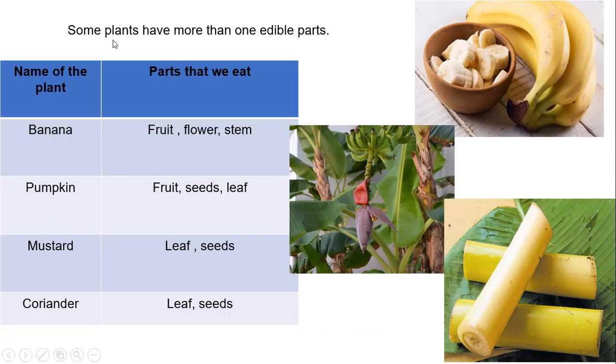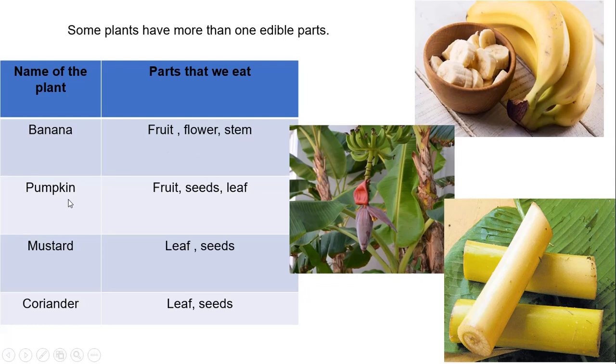Now, some plants have more than one edible part. That means we can eat more than one edible part. If I consider the banana, we eat the fruit, the flower and the stem. That means it has 3 edible parts.